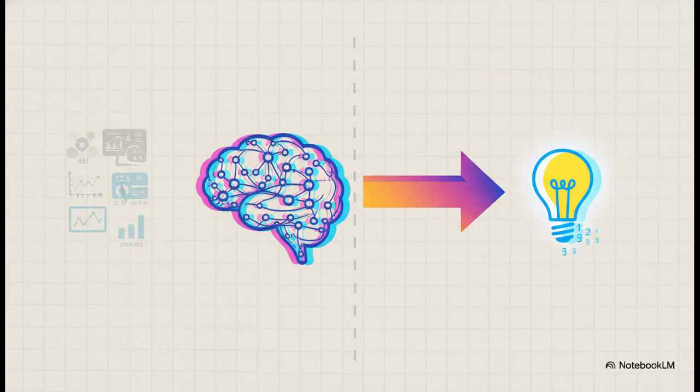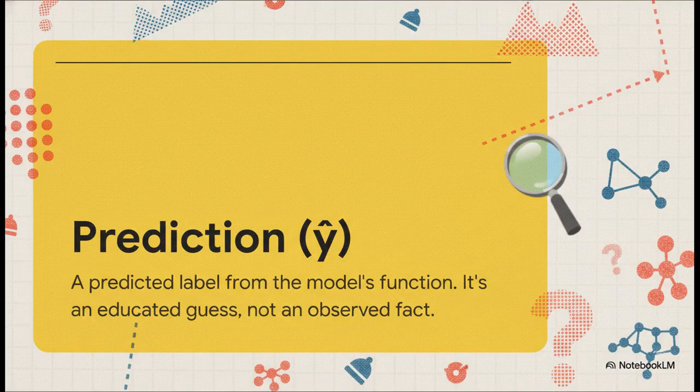So inferencing is really where the magic happens. It's that moment you take all the wisdom the model learned from the past and you apply it to a brand new situation to predict what's going to happen. It's all about forecasting. And the output, that prediction, it gets a special name. It's not Y, because Y is a fact from the past. It's Y hat, and you pronounce it Y hat, which is kind of fun. That little hat on top is just our way of saying, hey, this is an educated guess from our model, not something we've actually observed.